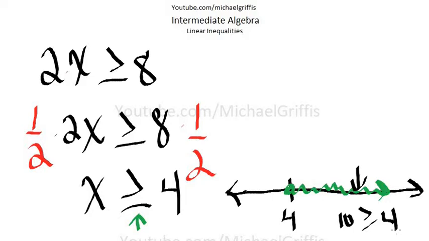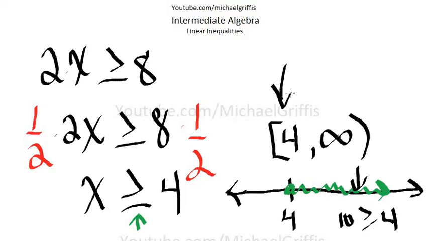And remember also that we can write this in what's called interval notation. And as you can see here, we use a bracket because we include 4. And it's any number to the right of 4, going out towards infinity. Alright, let's take a look at another problem.